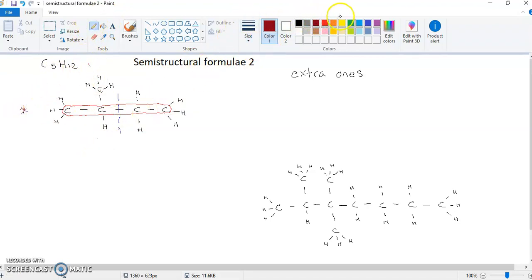So now that we know that, we go to this carbon first. It has 3 hydrogens attached to it. We move on to the next carbon. This one here has a hydrogen and a CH3 attached to it. The next one is a carbon that has 2 hydrogens attached to it, and then lastly this one has 3 hydrogens attached to it.